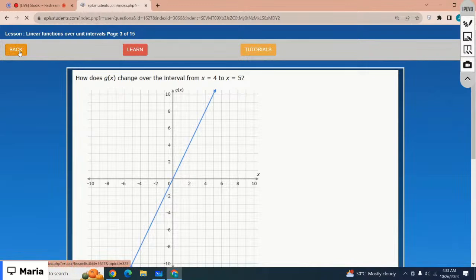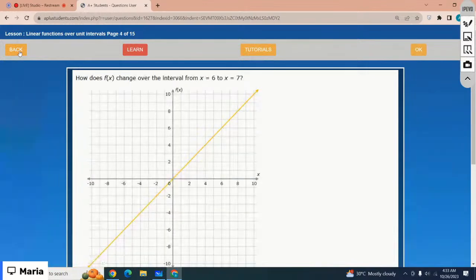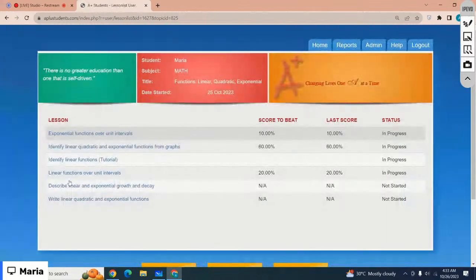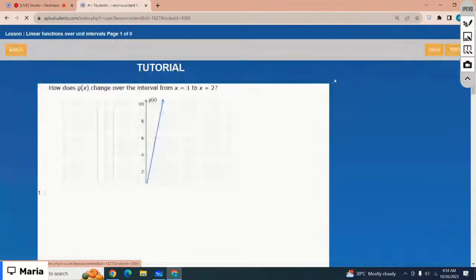Okay, you can complete the lesson by yourself. Let me just move on to the next lesson. So the next lesson is linear. Okay, we'll do the next lesson in the next session, right? Okay, let's just complete this one.